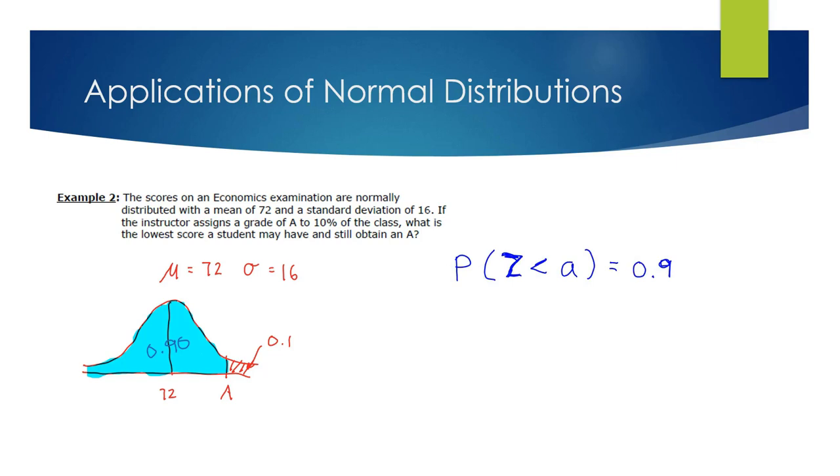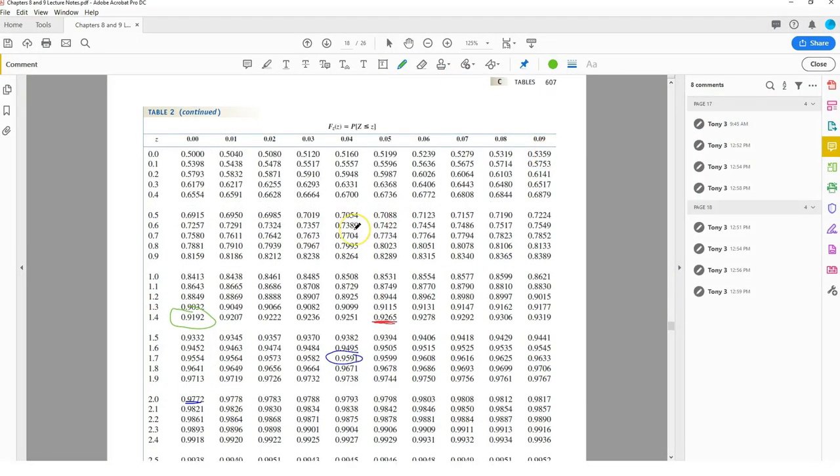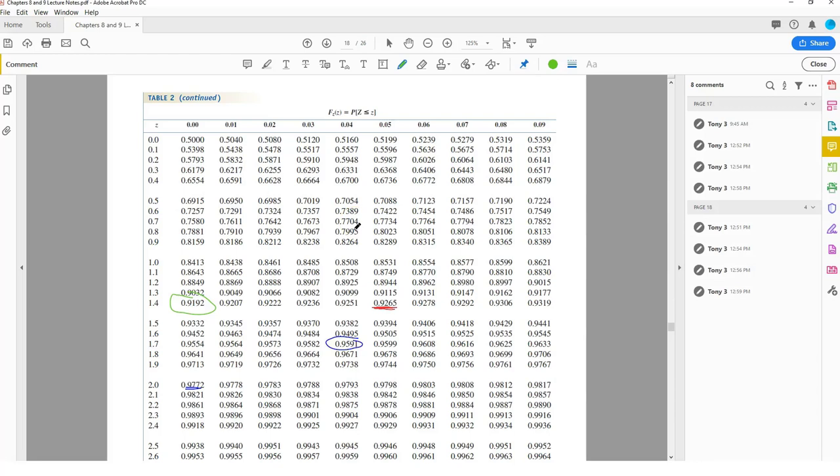Now this one's a little bit more tricky because I've got to figure out what this A value is. I've got to figure out this particular z-score. That's what A is going to be. So I've got to work my way backwards on the table. And since I know it's going to be above the average, I'm going to look in the positive table side. And what I'm looking for is to find a score that is closest to 0.9.